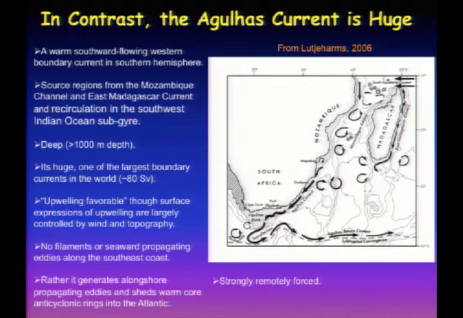It's very deep. Its signature can be seen down to over 1,000 meters. It's very big, arguably the largest western boundary current in the world, order 80 sverdrups, depending on where you slice it.